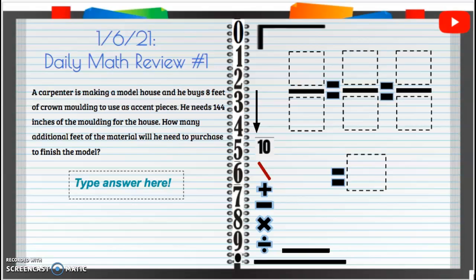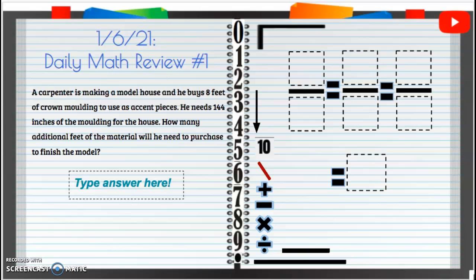January 6th, 2021. Daily Math Review number 1. A carpenter is making a model house and he buys 8 feet of crown molding to use as accent pieces. He needs 144 inches of the molding for the house. How many additional feet of the material will he need to purchase to finish the model?